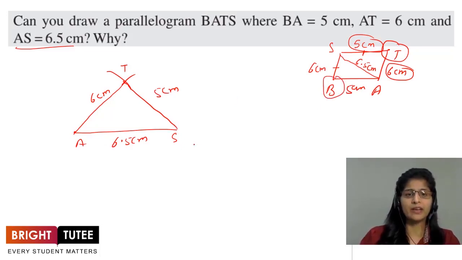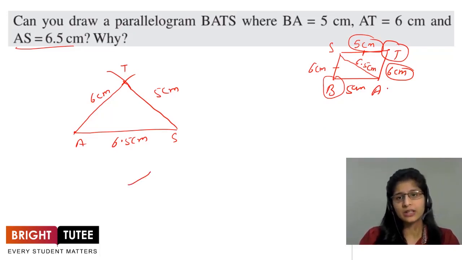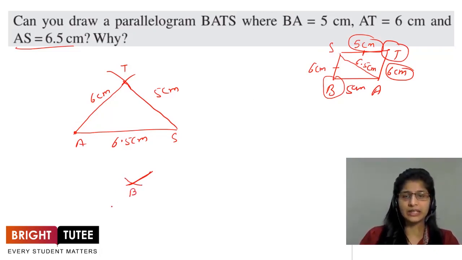Then the next thing, from points A and S, the point that is missing is point B. So from A, we will open the compass to 5 centimeter and make an arc. Now from point S, we will open the compass to 6 centimeter and make an arc like this. So this will be point B. The intersection of these arcs will give us point B. Join A to B and join S to B like this. This is our required quadrilateral.